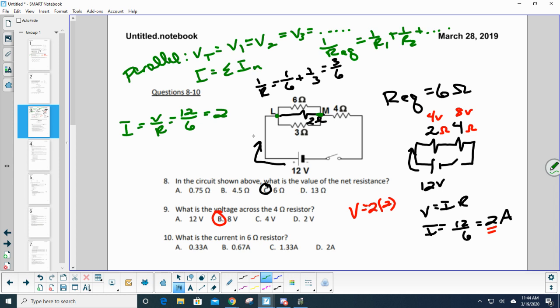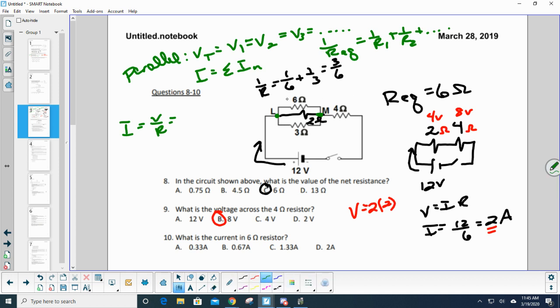Now this is over, let me see what I did wrong here. Because it's saying it's B, isn't it? Yeah. What did I do wrong? Oh, I'm an idiot. What was the voltage drop through there? Yeah, I used the wrong thing. So let me erase this.